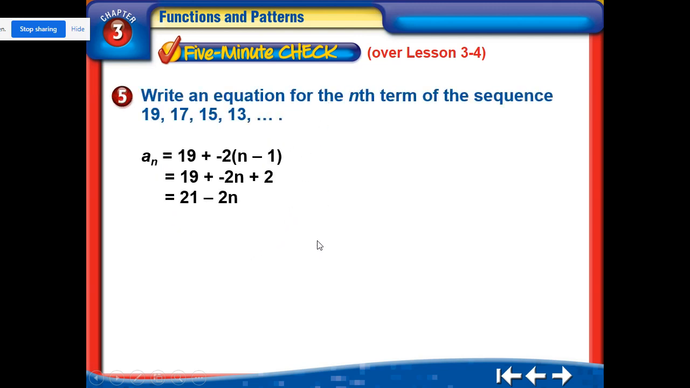And we can even write an equation, like we said before. So the first term is 19. The difference is minus 2. We're subtracting 2 each time. N minus 1. So distribute. Negative 2n, negative 2 times negative 1 is positive 2. So again, we just add the first and the last for 21. And then minus 2n. If you want to write plus a negative 2n, that would have been fine too.